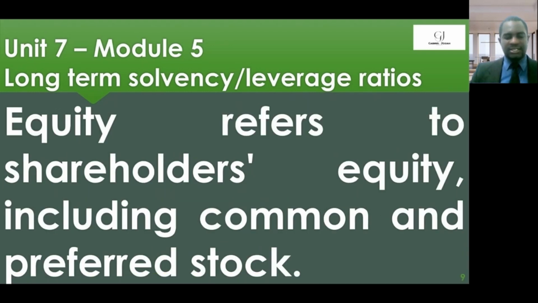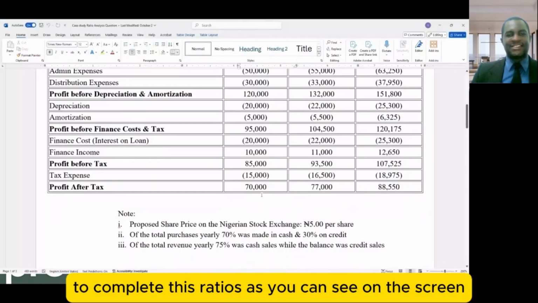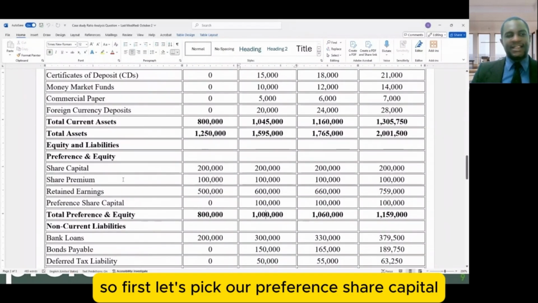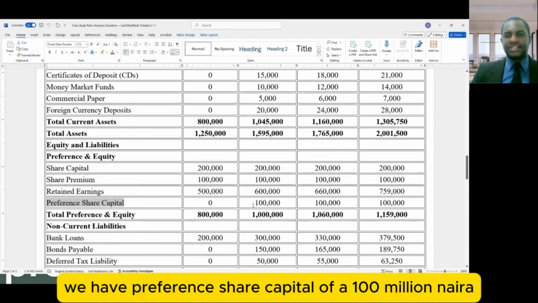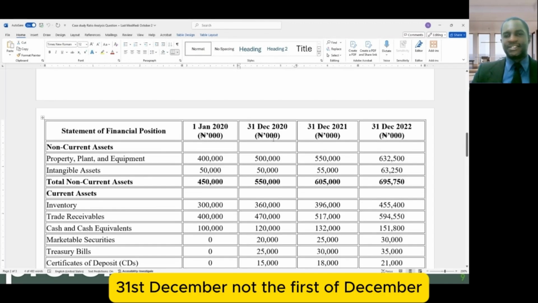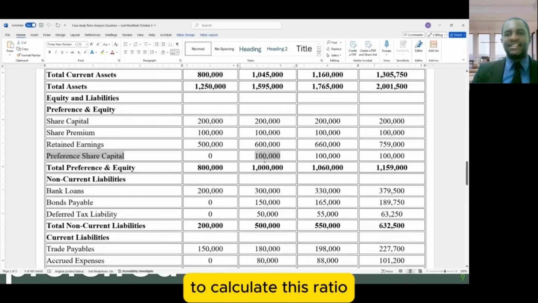Let's buttress this example graphically with our case study. I've been using Shareholders Nigeria PLC to calculate these ratios, as you can see on the screen. First, let's pick our preference share capital. As you can see in the SFP, we have preference share capital of 100 million naira at the end of the financial year, 31st December, not the 1st of December. You're taking 31st December, the end of the financial year, to calculate this ratio.